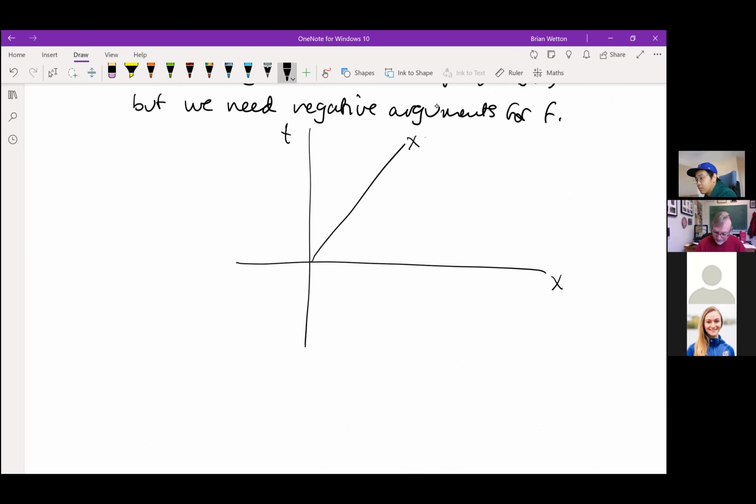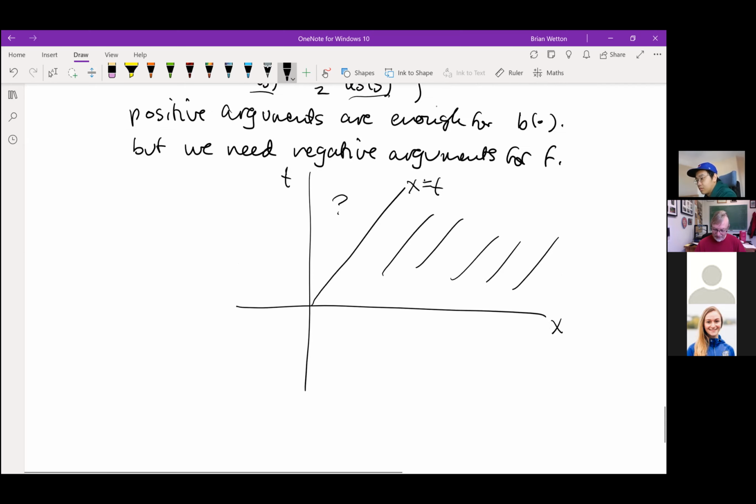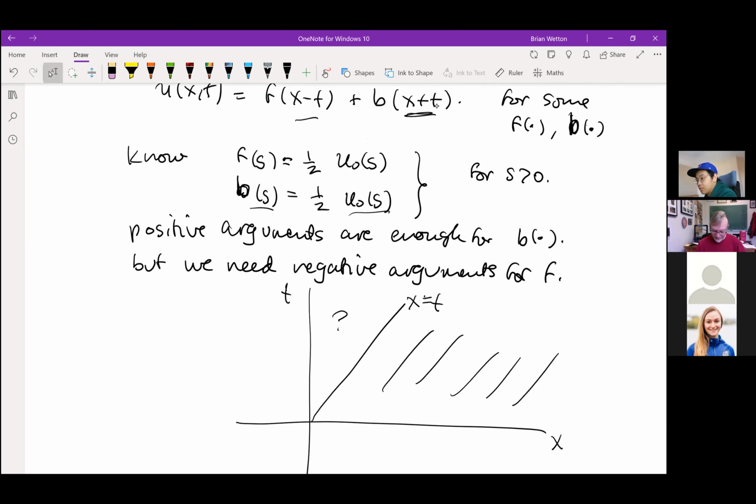Right. Everything is fine out here, right? We know what's going on, but in here we don't. But if you think about it, this is the f where we need the arguments that we don't have over here, right? This is where the forward wave is coming from the boundary, not the initial conditions. So we're going to be able to fill in the question mark with the boundary conditions.